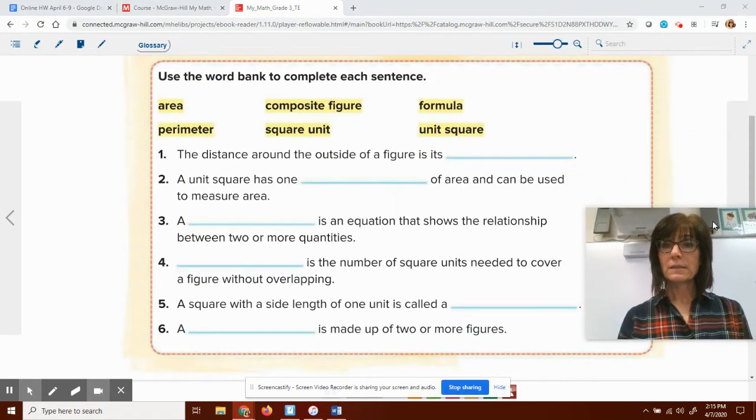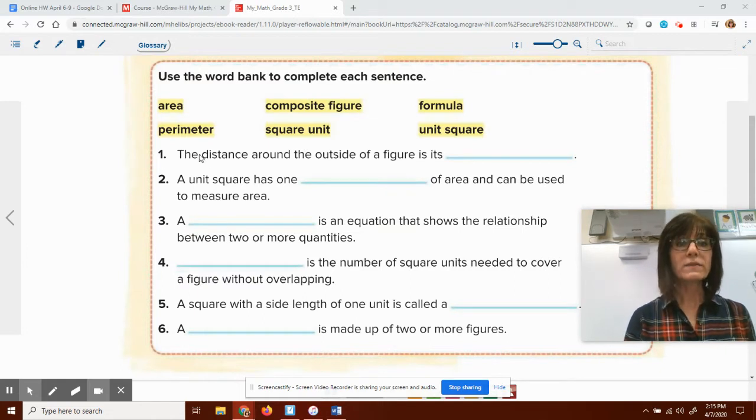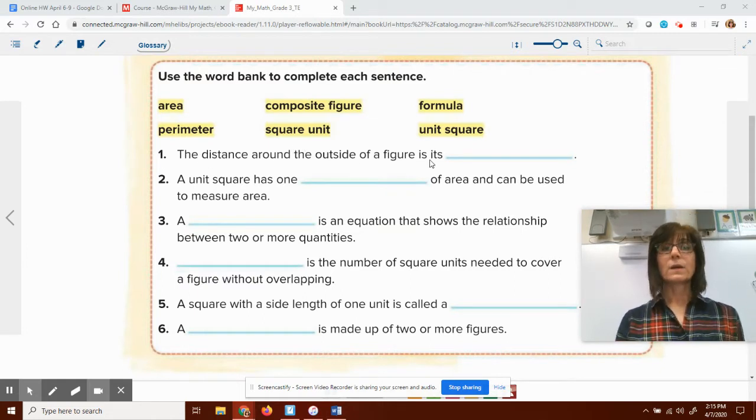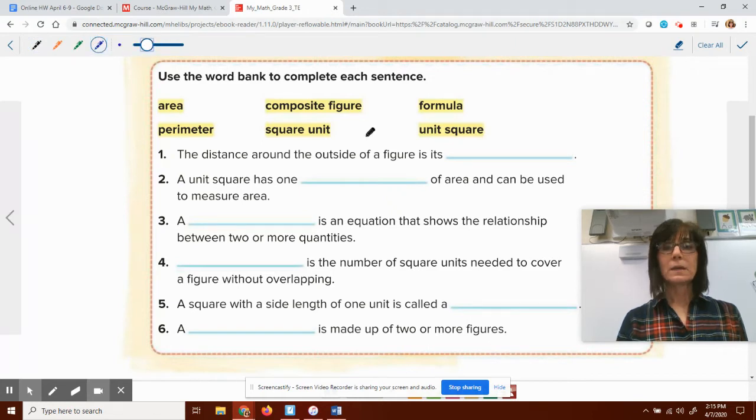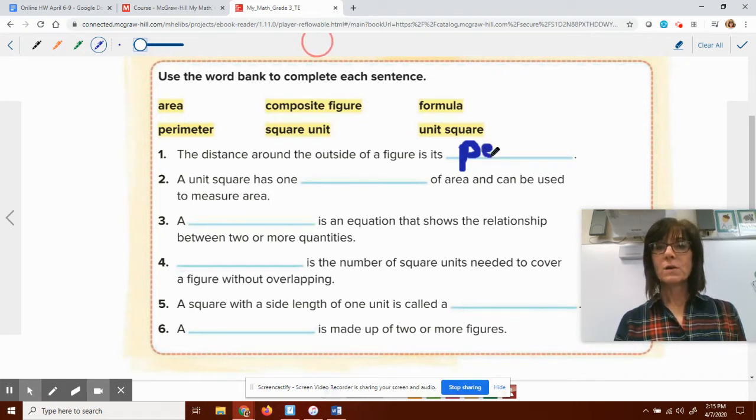So let's get started. Number one, the distance around the outside of a figure. We've talked about the outside of a figure over and over in this chapter. And by this time, you know that particular answer is perimeter. So we need to write perimeter here. Perimeter. We know you should be spelling it correctly because it's right up there in the word bank.